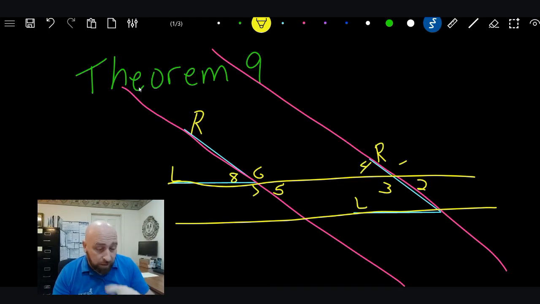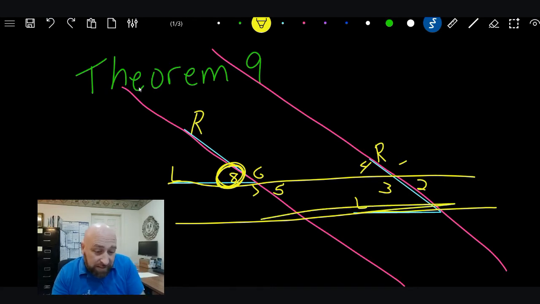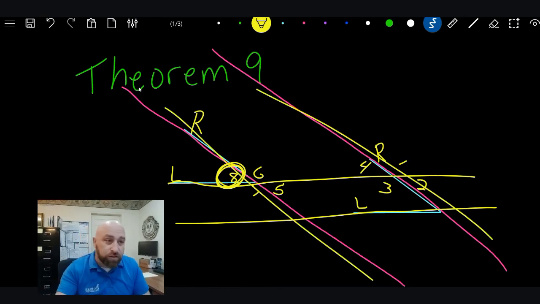So if we're following all this through, remember, this angle right here is angle 8, which is a copy of this one out here, which is a copy of this one in here. They're all equal because these lines are parallel and they're being cut by a transversal.